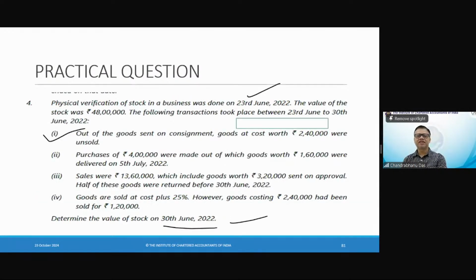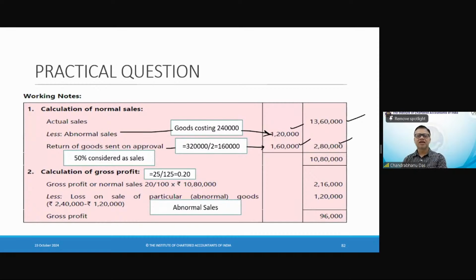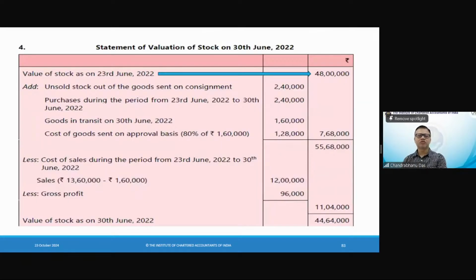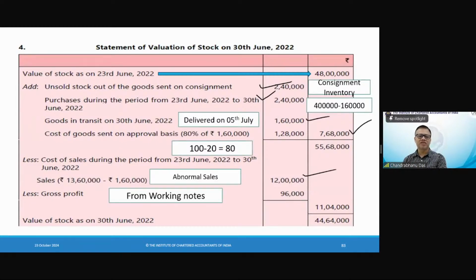And the dates are given, how you find which one is consignment sales, the events are given, which is sales on approval. And then you find your normal sales, deducting the goods which are sent on approval and which came back. And your abnormal sales you deduct to arrive at the gross profit. Then you use the equation: you add the purchases and less the cost of goods sold.